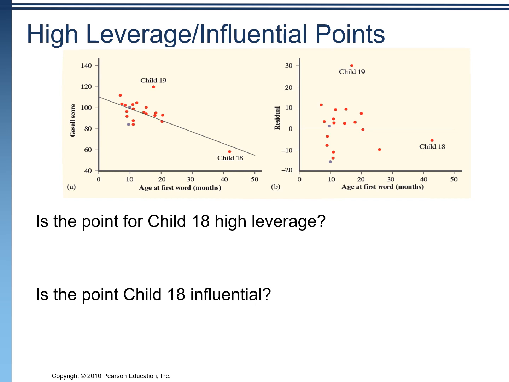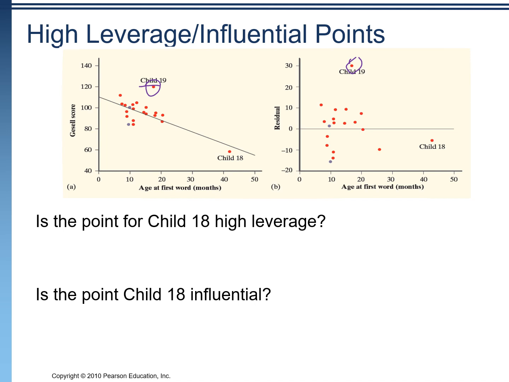In this next example, we have a scatter plot and a residual plot showing the association between a child's Gessel score, which is just the score on a test they get early in life to measure their development, and their age at which they spoke their first word. Just as I had mentioned, we should be able to look at these two plots even without these labels and match up certain points with their location on the residual plot.